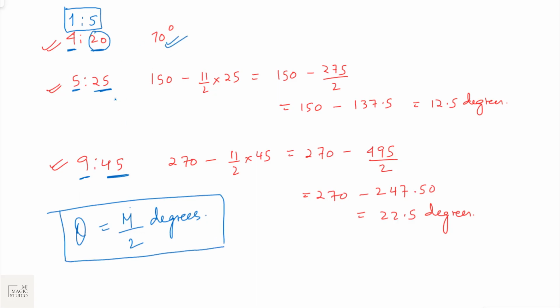20 by 2 is 10. 25 by 2 is 12.5. 45 by 2 is 22.5. So if time is given such that the ratio of hour and minute is 1:5, the angle between the two hands will be simply m by 2 degrees. Remember this.